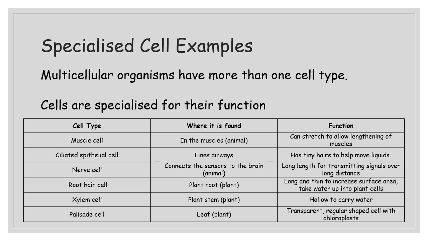So in multicellular organisms, there is more than one type of cell. We've got some examples here of both animal specialized cells and plant specialized cells. So they are specialized for their function, so they have a special shape or a special adaptation that makes them useful for that. And again, it's worthwhile noting some of those so that you've got some examples to talk about when it comes to tests and exams for specialized cell types.